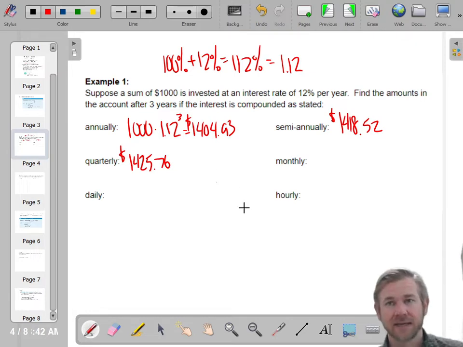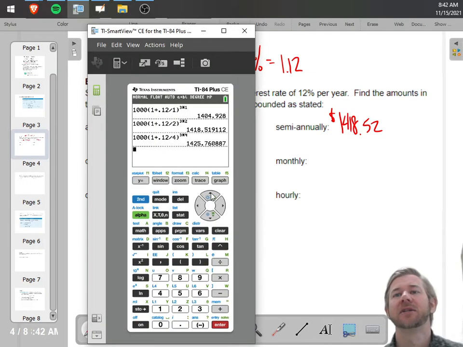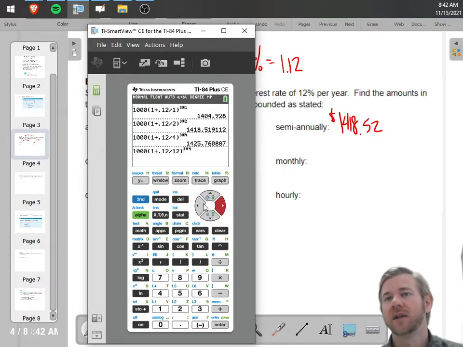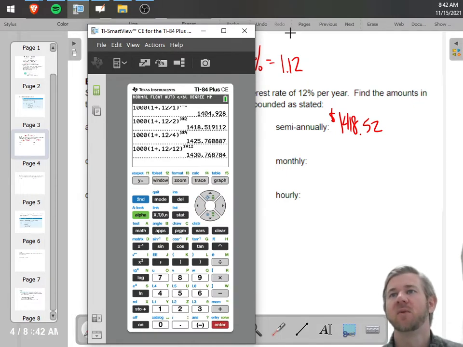Monthly. Okay. Monthly. All right, let's do divided by 12. There's 12 months in a year. So I'll insert 12. And now I have to do 3 years, 12 times a year. $1,430.77.